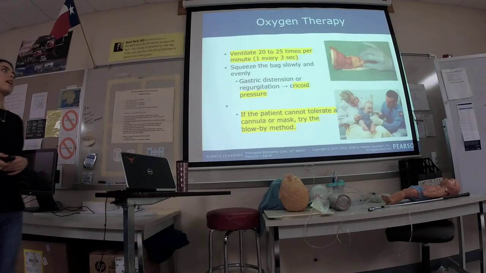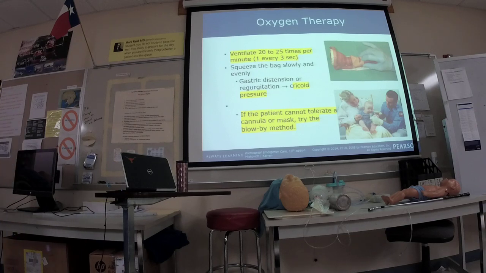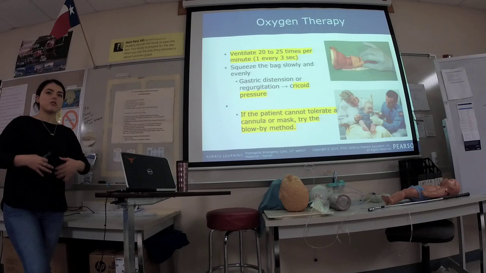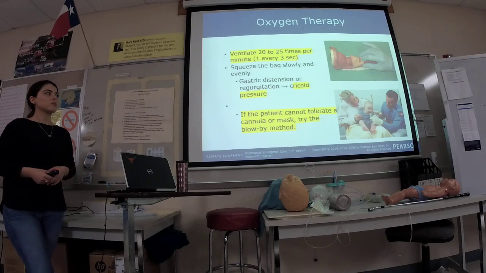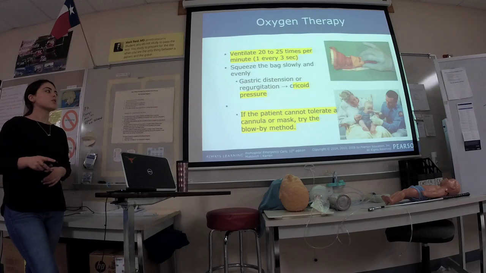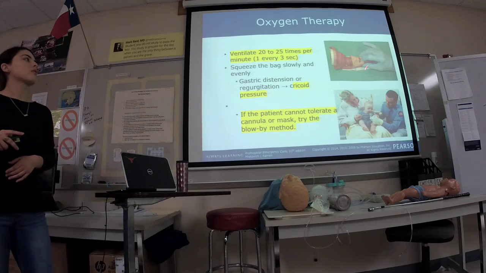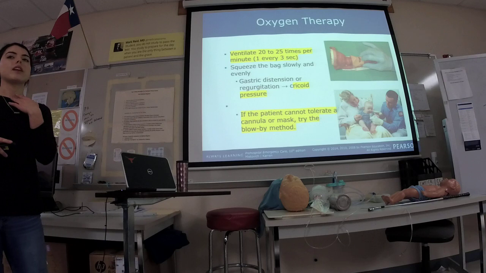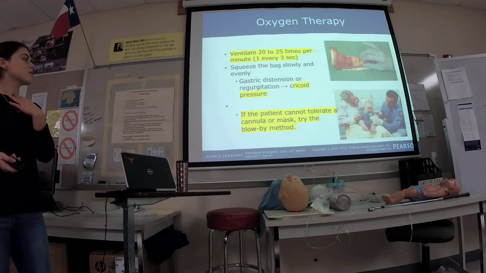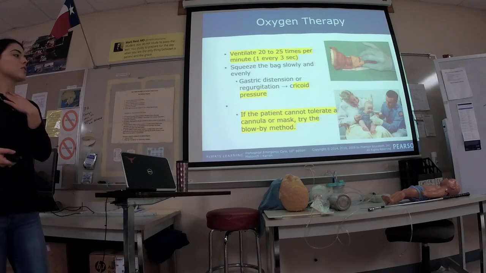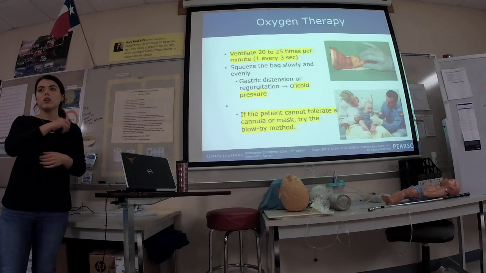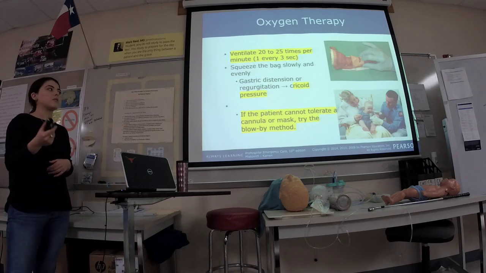Ventilate 20 to 25 times a minute. Sometimes you may see regurgitation or gastric distension. And so we want to put pressure on the cricoid right here, which is underneath the Adam's apple. You guys know this. Also, if the child doesn't tolerate a mask, you want to do the blow-by technique, especially with infants.